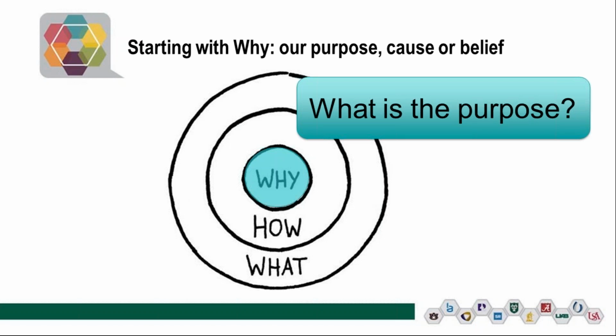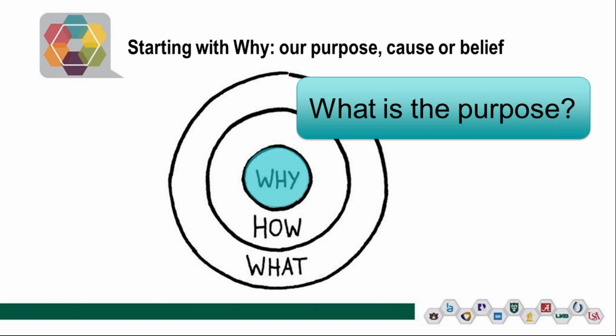So why does UAB exist? Well, in my opinion, we exist to eradicate the suffering in our region related to social, economic, and health issues. And we do that through education, research, community engagement, and patient care. And what we do: we're an institute of higher education and an academic medical center. Want to join us? Those organizations that start with why and understand their purpose are far more successful than just saying, hey, we're an institution of higher education.